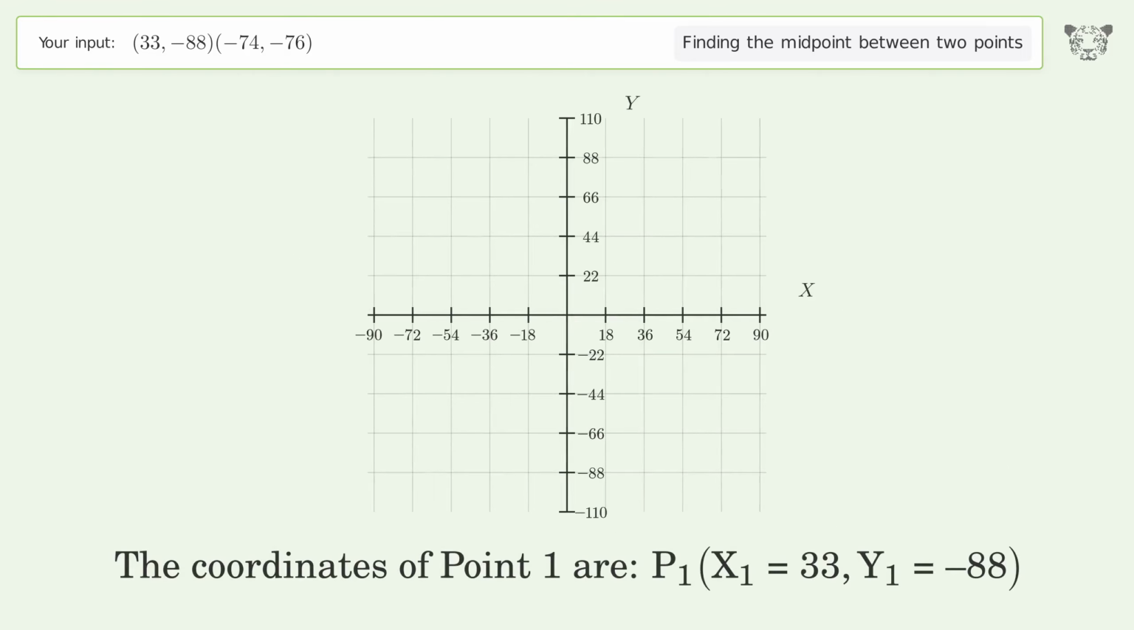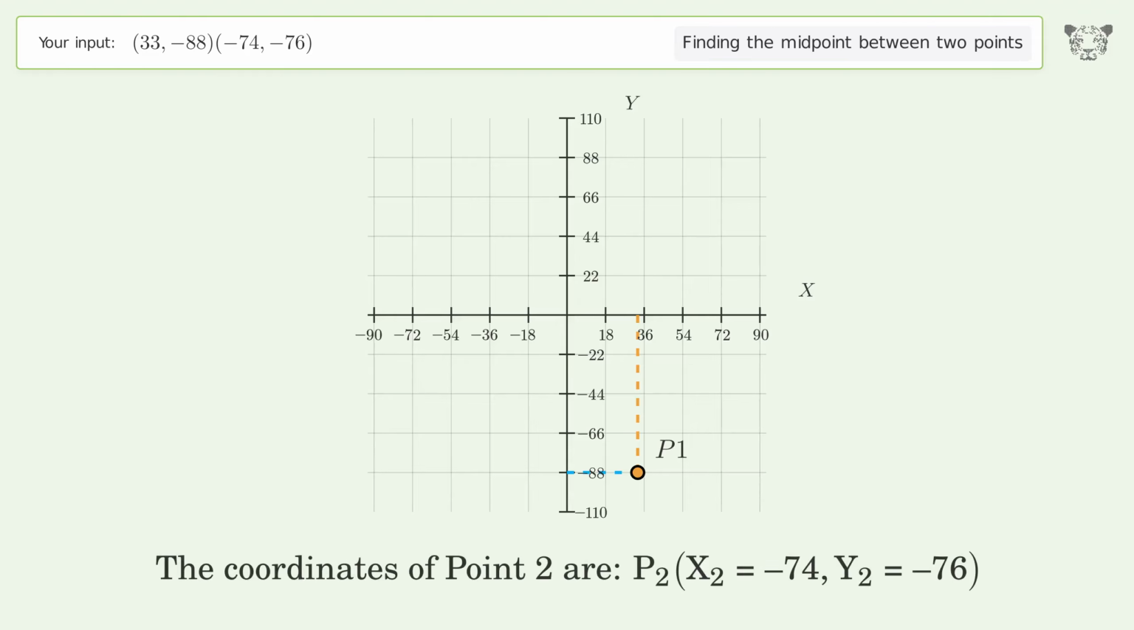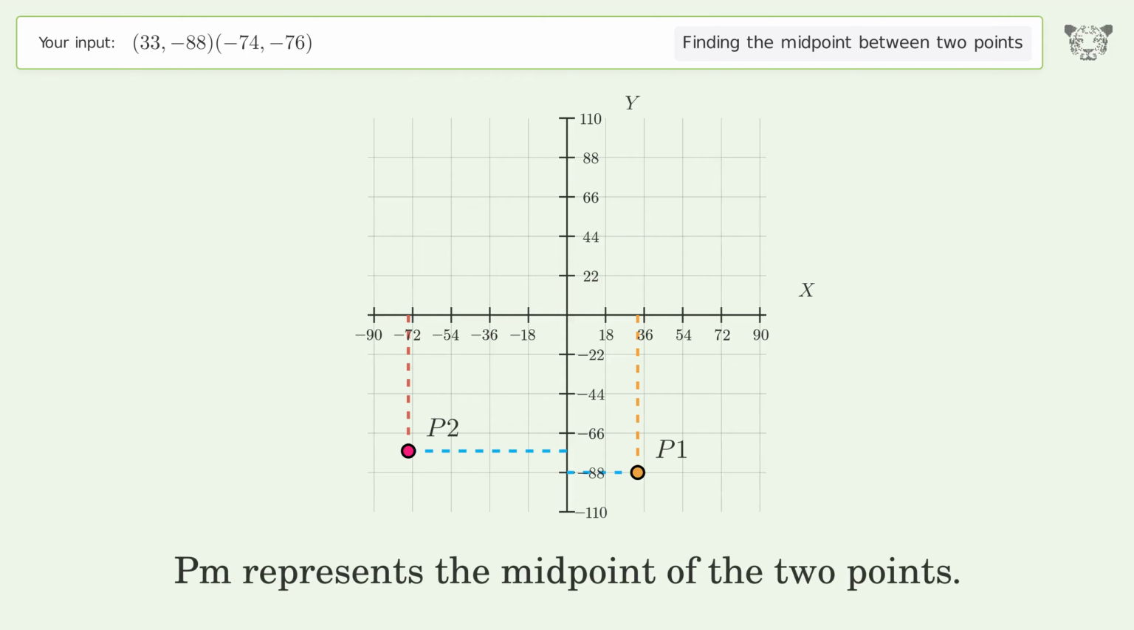The coordinates of point 1 are, x1 equals 33, y1 equals negative 88. The coordinates of point 2 are, x2 equals negative 74, y2 equals negative 76. PM represents the midpoint of the 2 points.